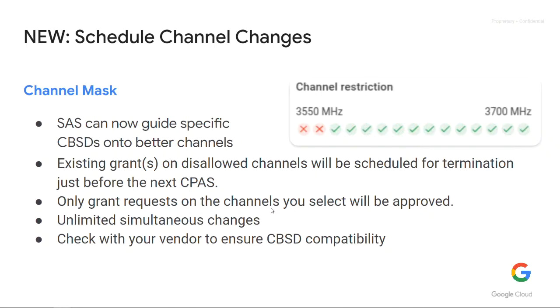The way that works is the existing grants on disallowed channels will be scheduled for termination just before the next CPAS. And after that, only grant requests on the channels you select will be approved. This is great because it allows you to change a virtually unlimited number of channels simultaneously. I suppose it's limited by the number of devices, but we're Google, so we scale super high, and there's no limit to the number of devices you can change at once.